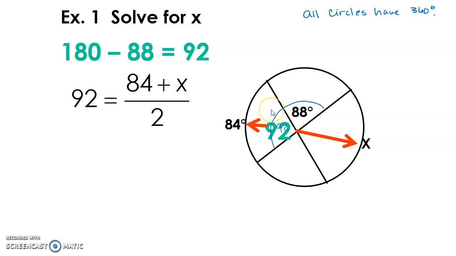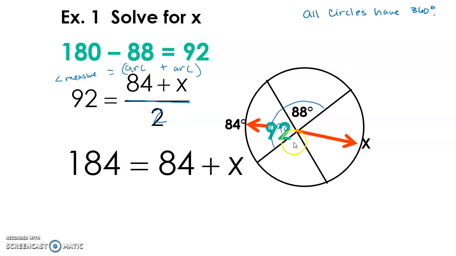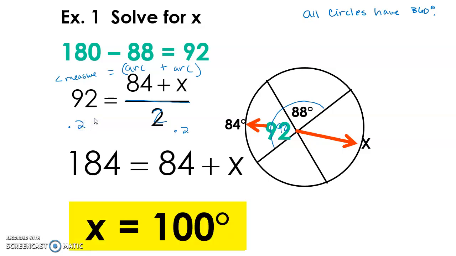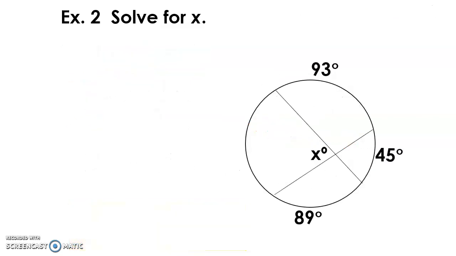Okay, so now I'm just going to set it up. This is my given arc plus an arc divided by 2 equals my angle measure. Arc plus arc divided by 2 equals the angle measure. And then I will multiply by 2 on both sides to clear my fraction. Subtract 84 from both sides, and I find out x equals 100. Let's look at another example quickly.